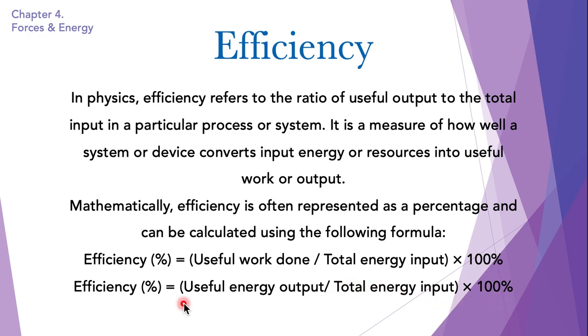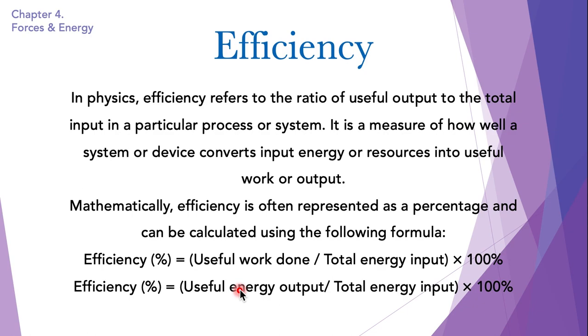So for example, if a petrol engine does 25 joules of useful work for every 100 joules of energy supplied to it, then its efficiency is 1/4, or in other words 25%. Its useful energy output is 1/4 of its total energy input. This is the equation we use to find the efficiency: useful energy output divided by total energy input, or useful work done divided by total energy input. They both mean the same thing.